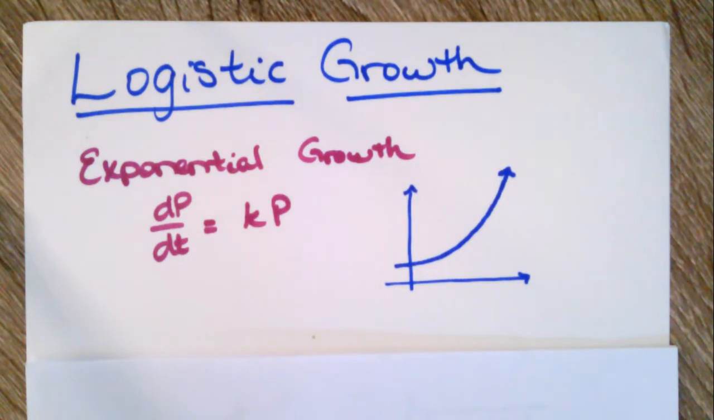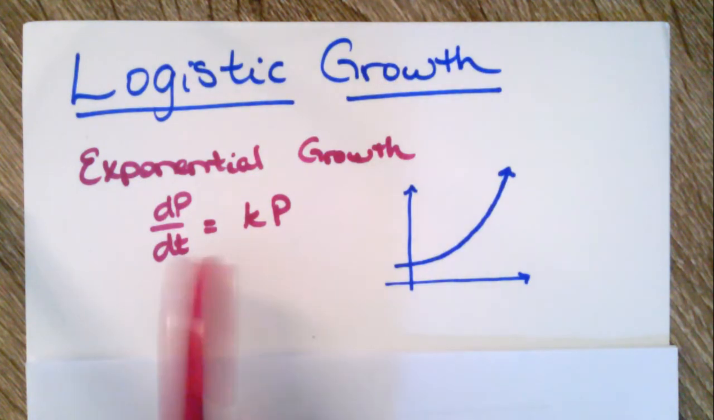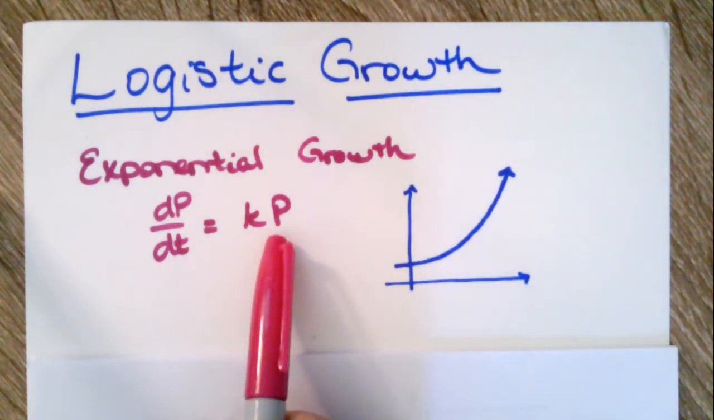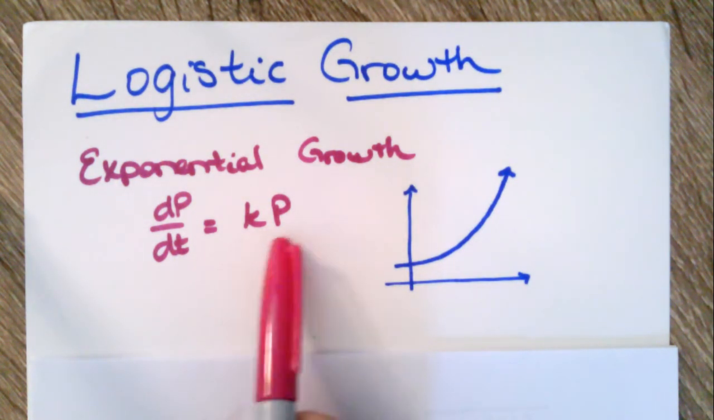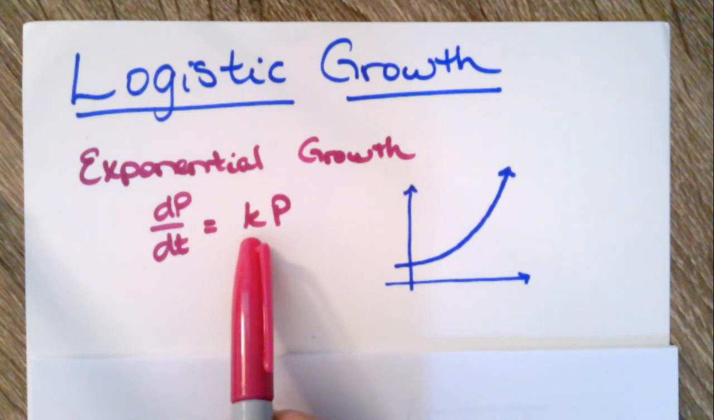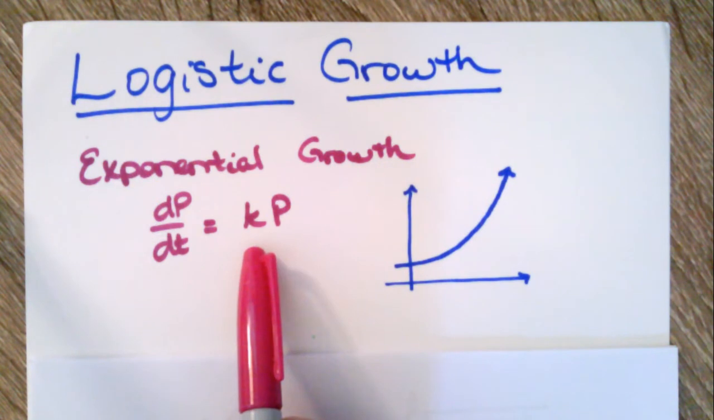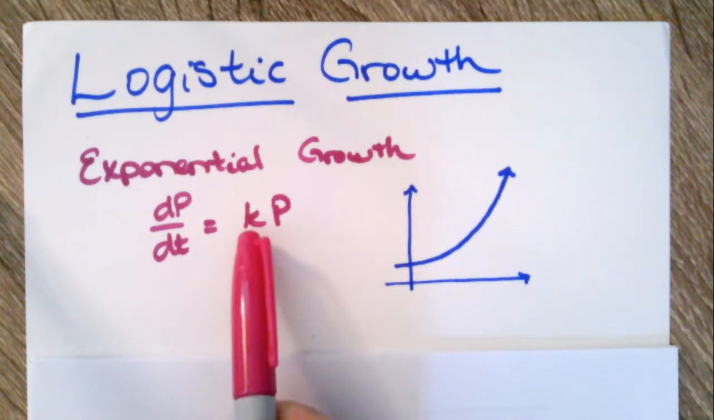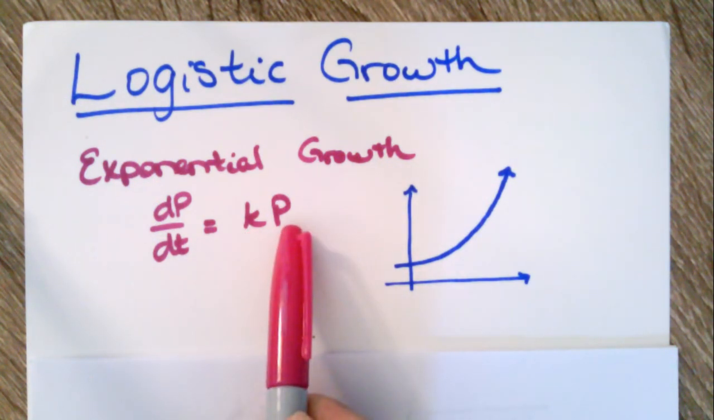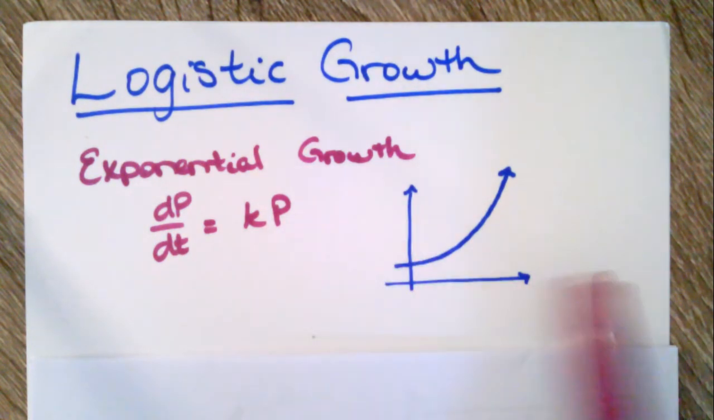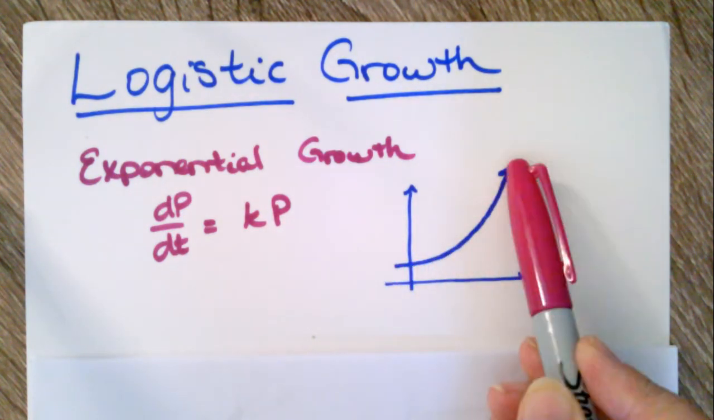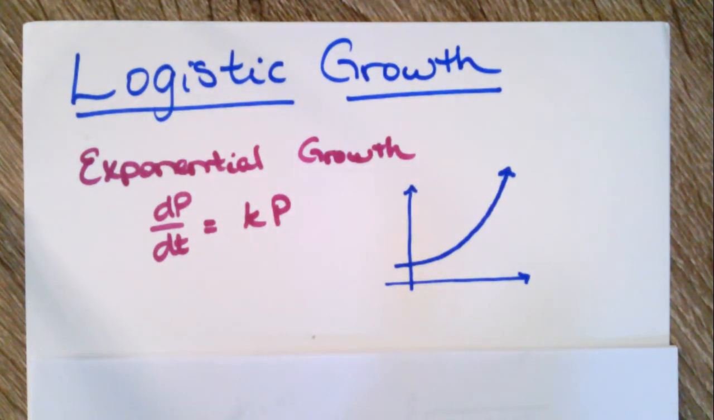In exponential growth, we assume that the rate of increase or decrease of a population, an amount of money, a number of bacteria, whatever we're modeling, is directly proportional to the size of the population. And so we end up with this differential equation that the rate of growth is some growth constant times the population. And that results in an exponential growth graph that looks something like this.